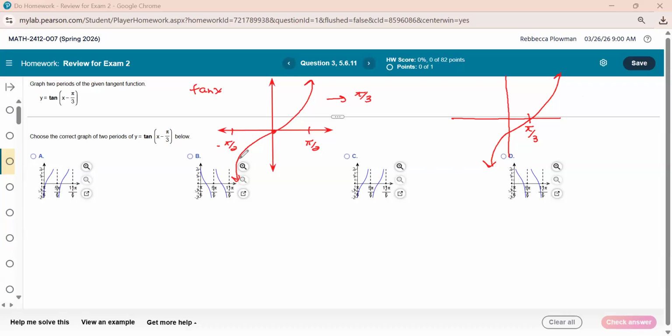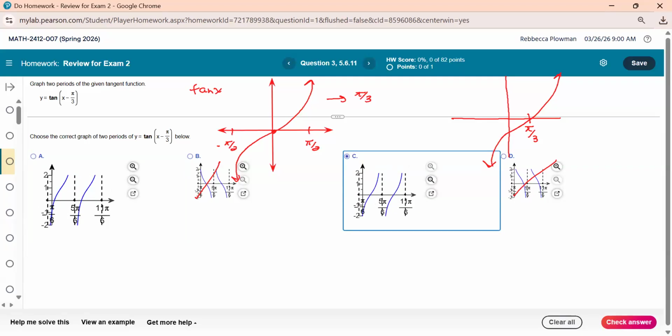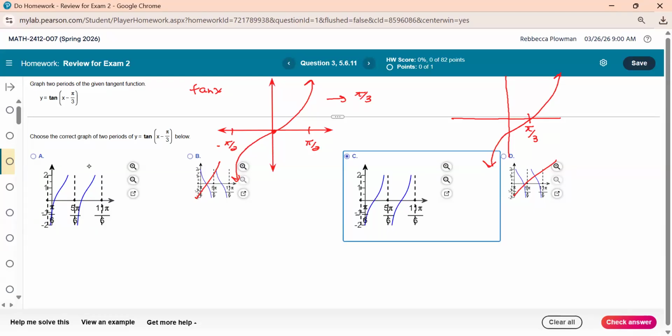So things to look for: we already know it's going to be increasing because that hasn't changed. So this is out and this is out. So we're just looking for the one that's centered in the right place. So this one looks like the center. I'm not sure if that's a shift there or not, but we see that this x-intercept is definitely not at pi over 3. It's at pi over 6, if you can't read that. This one, there's pi over 6. So that looks like that might be pi over 3.